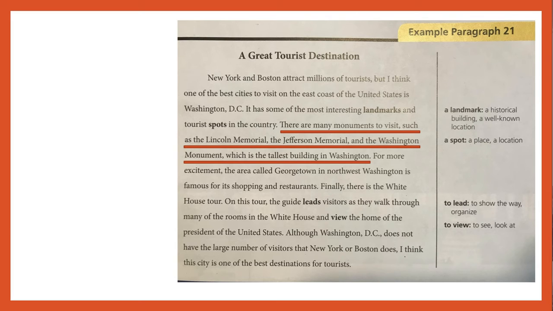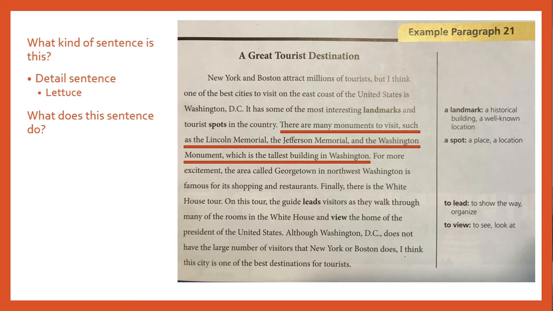Our next sentence: "There are many monuments to visit, such as the Lincoln Memorial, the Jefferson Memorial, the Washington Monument, and the Washington Monument, which is the tallest building in Washington." So this is another one of the body sentences, but again, we always want to ask, what kind of sentence is this? This is actually a detail sentence, or let's pretend a piece of lettuce. The purpose of this sentence is different than the purpose of the sentence before it. What this sentence does is give specific examples of tourist spots and landmarks in Washington, D.C., which is identified as one of the reasons that D.C. is one of the best places in the country to visit on the East Coast.